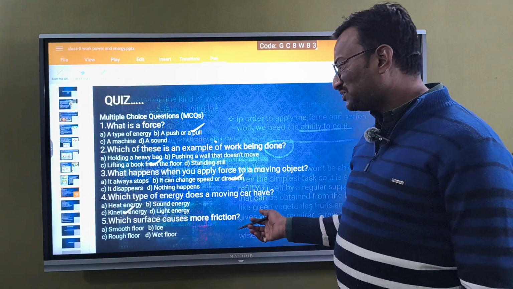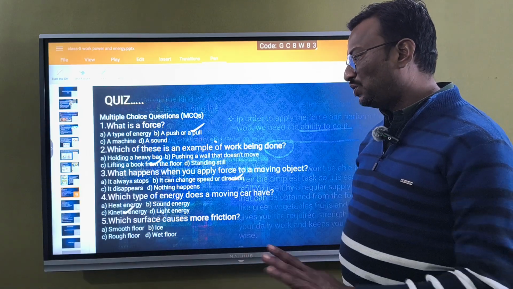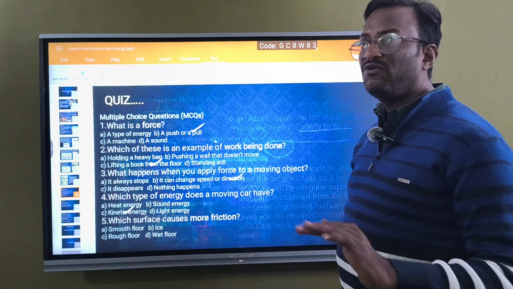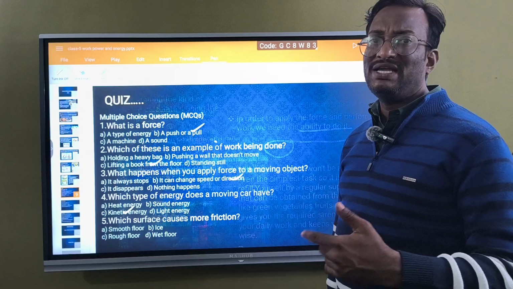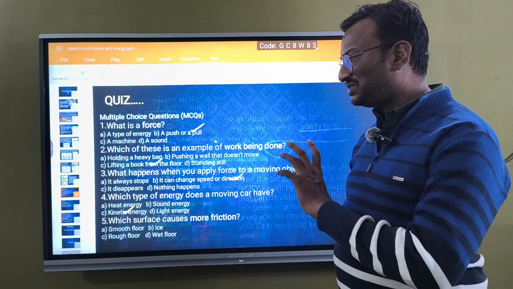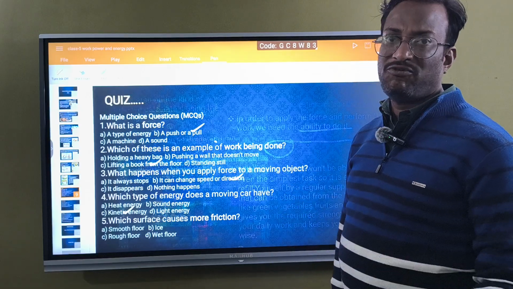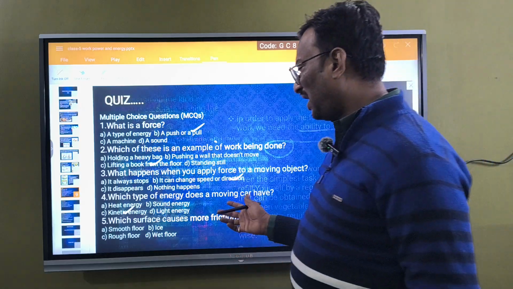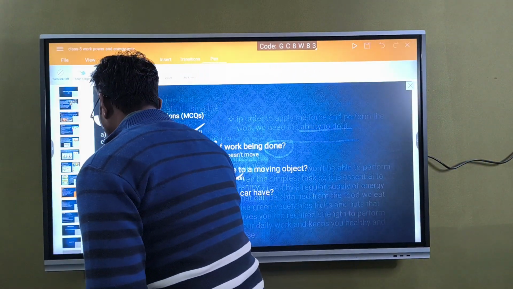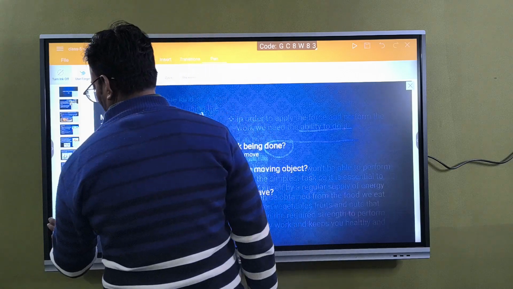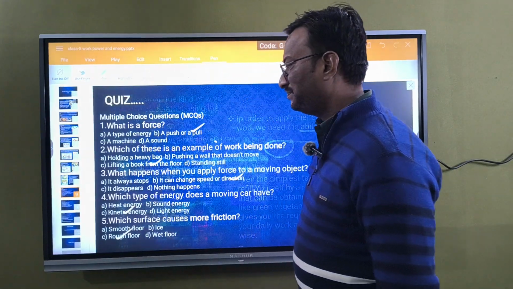Which surface causes more friction? Smooth ice, rough floor, wet floor. Smooth ice and wet floor, all these are smooth surfaces. Rough floor is the different one, and the rough floor will have more friction. So the right answer is rough floor.